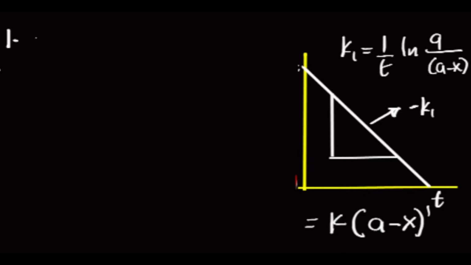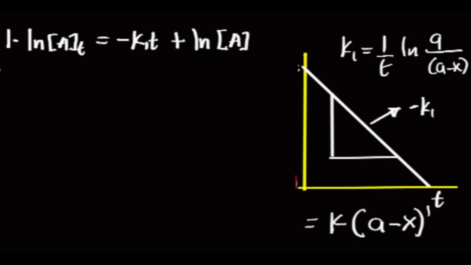For the first order reaction, we're going to have the natural logarithm of the concentration of A of t, which is the A final. This is going to be equal to minus k1t, because it's a first order reaction, and this k1 is the rate constant for a first order reaction. Then we're going to have this plus the natural logarithm of the concentration of A naught. That's the first expression I want you to understand.